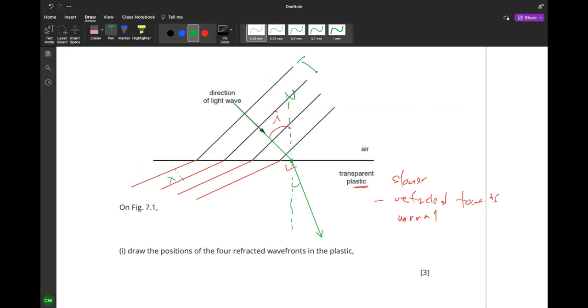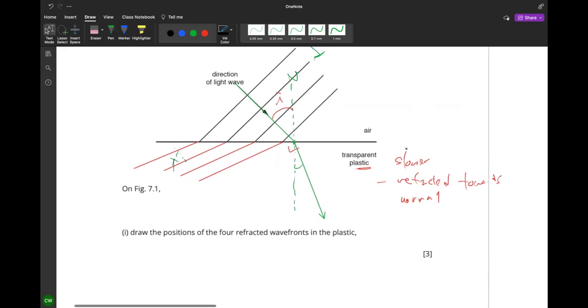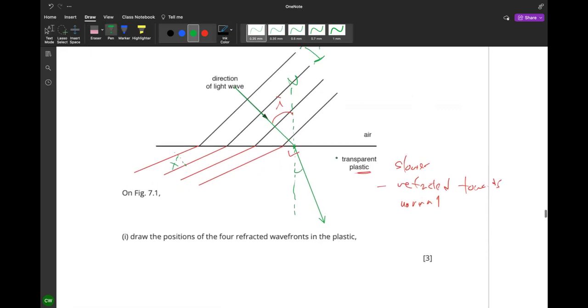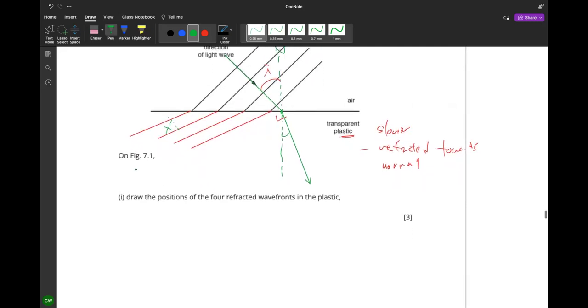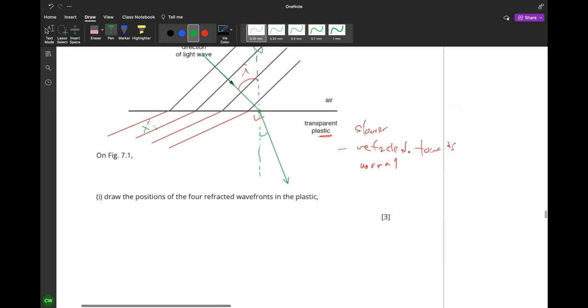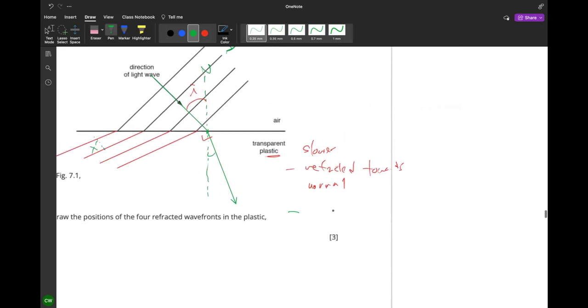So before in the air it is longer. When you come into the plastic, it becomes shorter. Okay? Any problem? Okay, the wavelength will become shorter. When in the plastic, refracted towards the normal line, the wavelength decreases. So this is the main thing that you need to know when you draw. So refracted towards the normal.